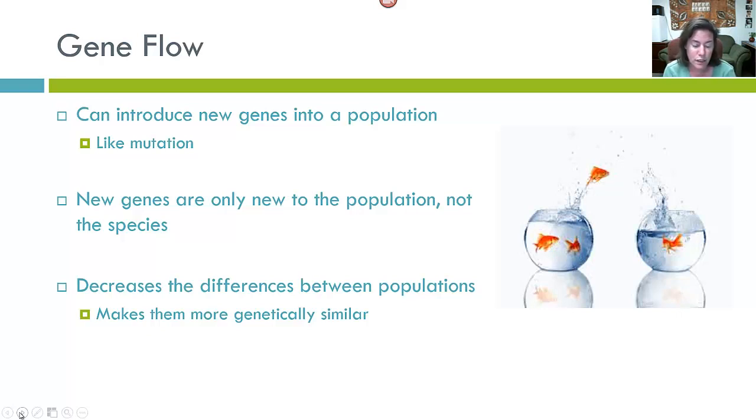Gene flow, like mutation, can introduce new genes into a population. However, in this case, the genes are only new to the population and they are not new to the species. Gene flow decreases the differences between populations, making populations more genetically similar, more homogeneous.